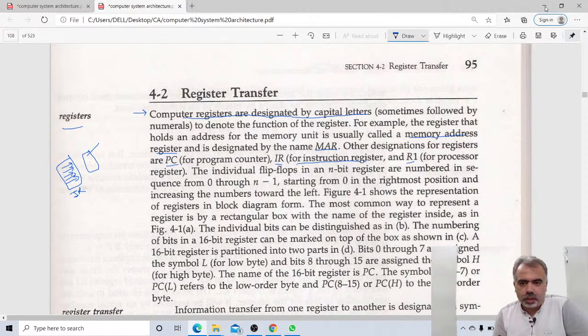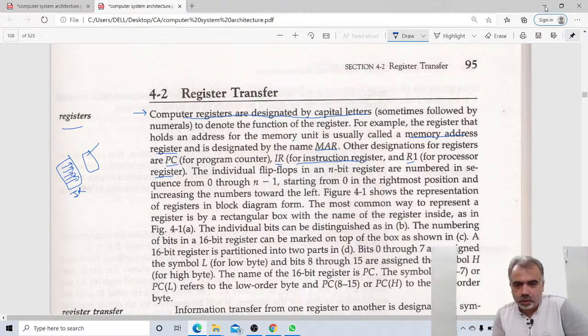And R1 is a processor register. R1 is a general purpose register. It is also called a temporary register, which is used for temporary calculations. We will see it in a subsequent section.